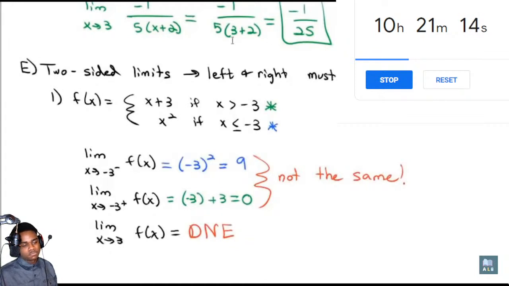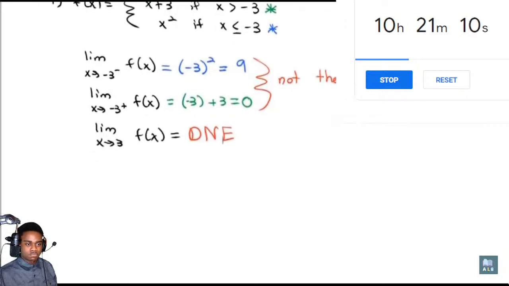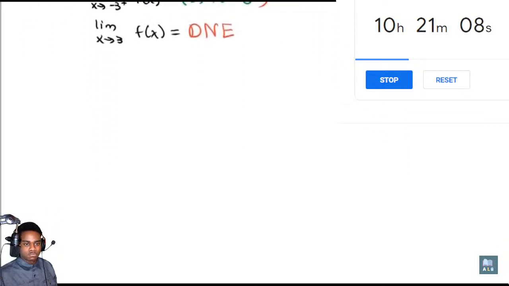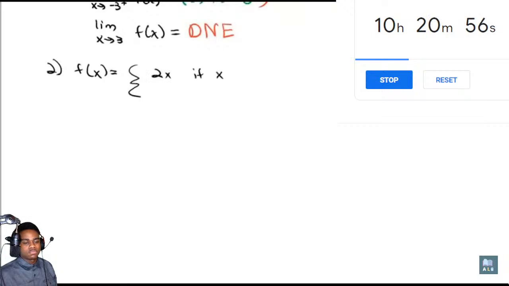Let's do one more example of a 2-sided limit with a piecewise function. Let's look at f of x equals 2x if x is less than 2, and x squared if x is greater than or equal to 2. So what's the limit at 2?